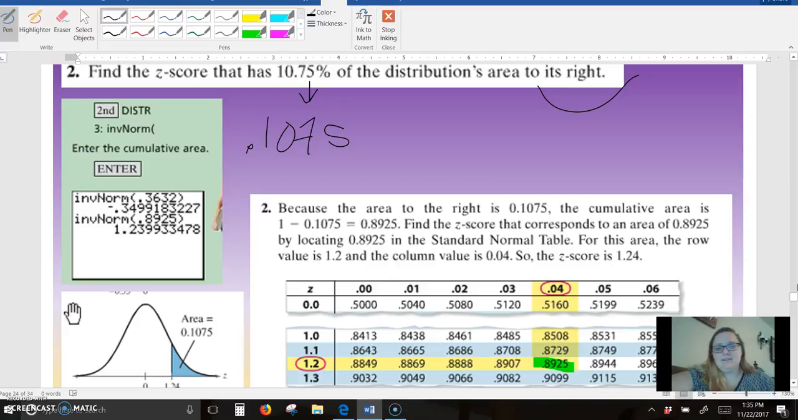We can do a couple of things. Remember the rule is 1 minus the number for the right. Okay, and so we can do 1 minus that number and we'll get 0.8925. Or we can just go in and type it, like we're trying to normalize it.